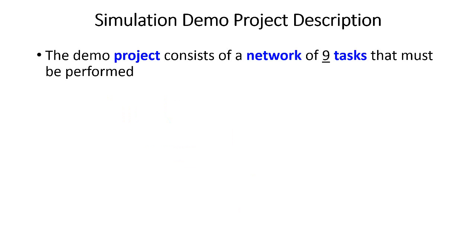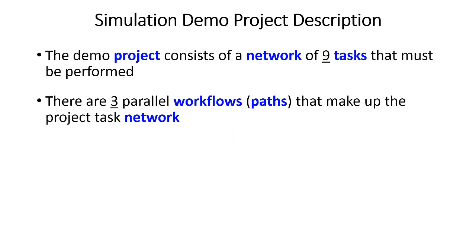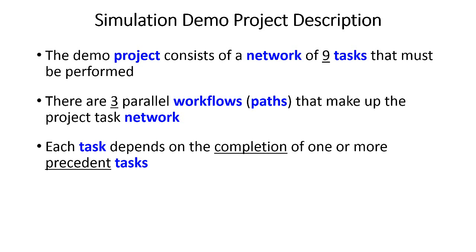So for our simulation demo project, this demo project that we're going to look at consists of a network of 9 tasks that have to be performed before the project can be completed. Within this network of 9 tasks, you'll see in the next slides, there will be 3 parallel workflows or paths that make up the project task network. So each task depends on the completion of one or more precedent tasks.